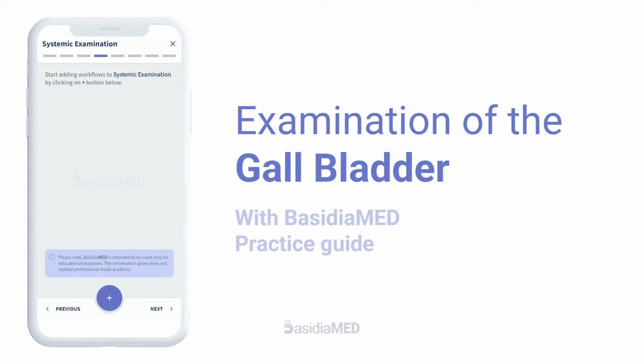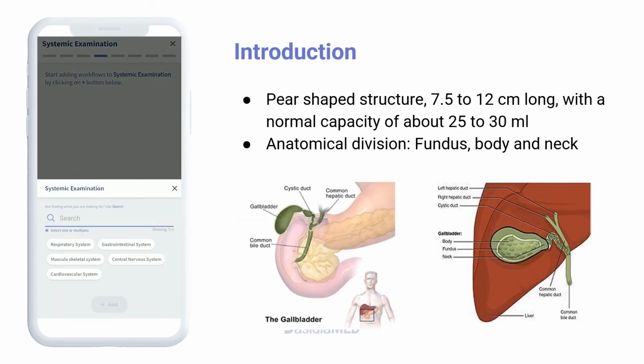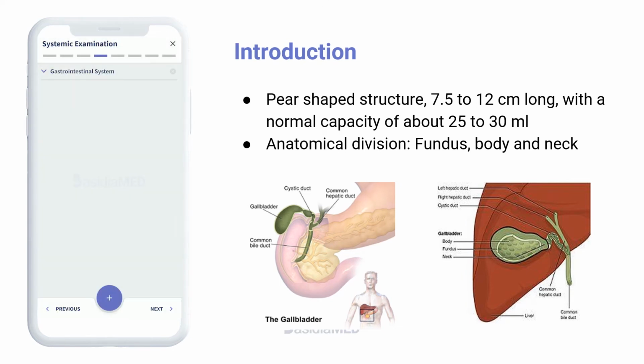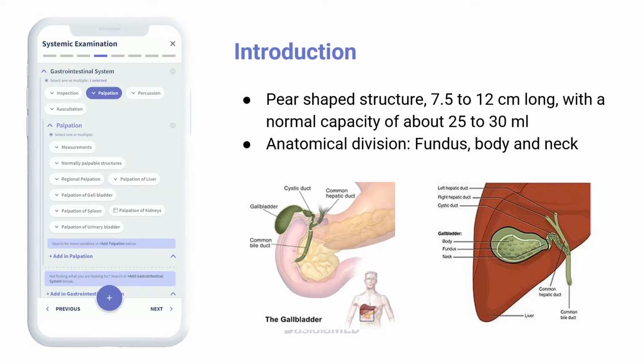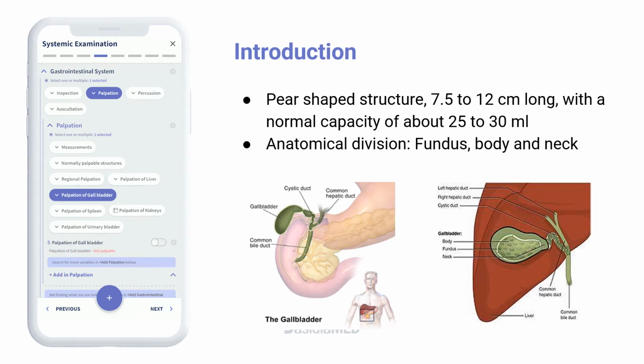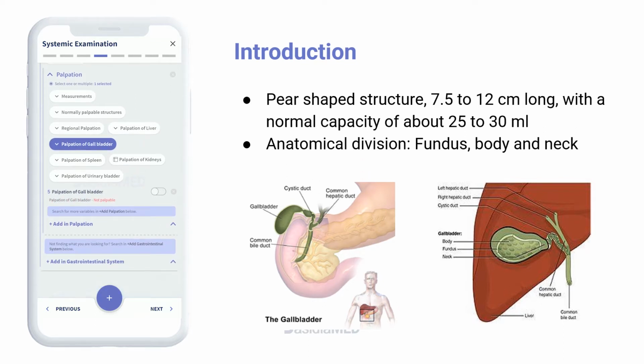Examination of gallbladder. Introduction. The gallbladder is a pear-shaped structure, 7.5 to 12 centimeters long, with a normal capacity of about 25 to 30 milliliters. The anatomical division of gallbladder includes a fundus, a body, and a neck that terminates in a narrow infundibulum.